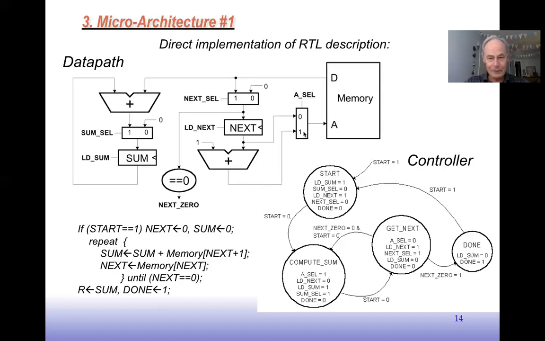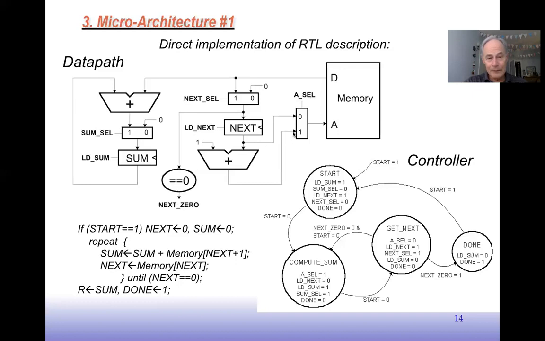It's going to go to this multiplexer, and we will arrange it so that A select is a 1. So next plus 1 will go into the memory as the address. The data, the X value, will come out and go into this adder along with the previous value of sum. Sum select will have been set to a 1 by the controller, and then the result will come back and go into sum. So that's how this statement gets executed.